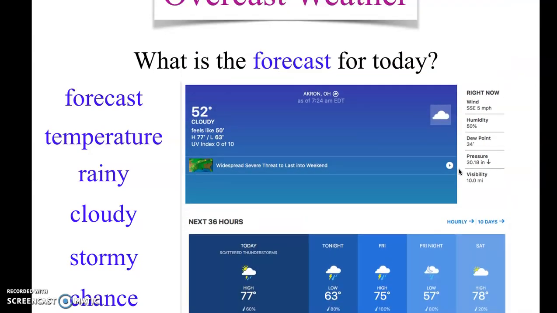So what is a forecast? Well, this is a forecast. You might see something like this if you go to the weather.com website, or they might show something like this on TV, right? And we're going to look at this in just a second. So this tells us the forecast for Akron, Ohio.